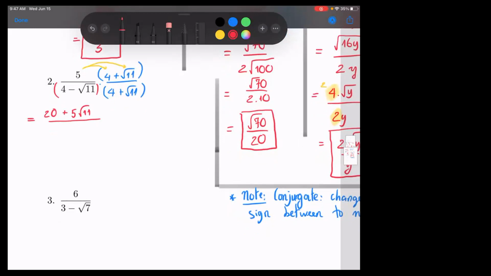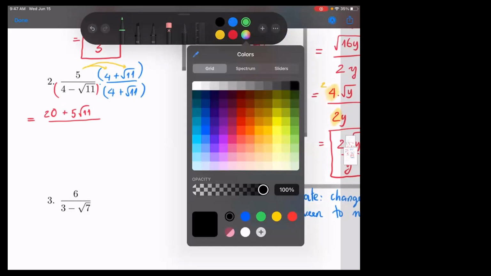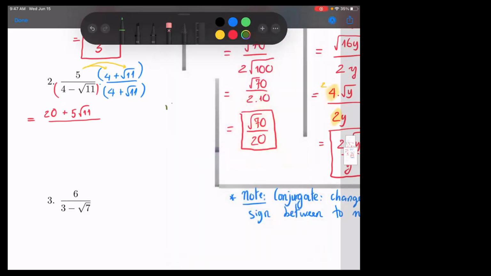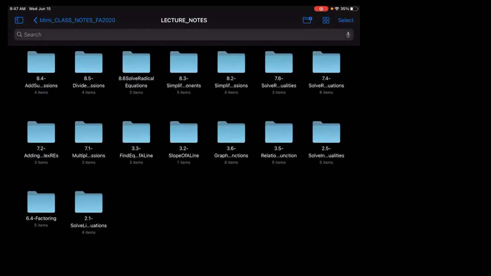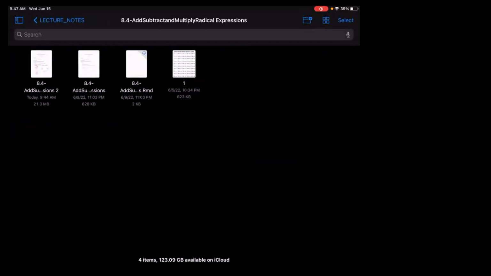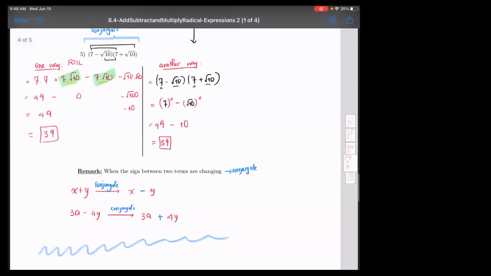What about the bottom? There are two ways of doing this. Either you FOIL it or you use the difference of two squares. Which one do you want me to do? Do you remember the FOIL method and the difference of squares? Let me remind you. I'll go back to my lecture notes. I believe 8.4 again. Right here.